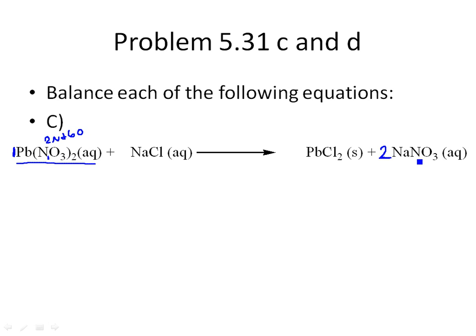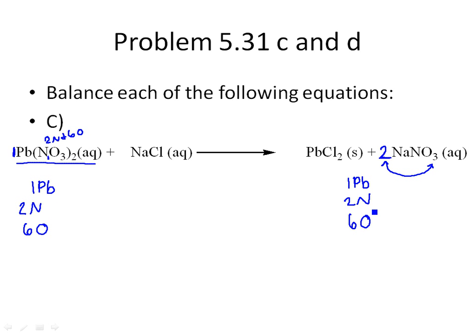Let's look at everything else. We have 6 oxygens. Now we have 2 times 3. Everybody see that? So we have 6 oxygens on both sides. You can list them out if it helps you. We've got 2 nitrogen, 6 oxygen. We'll check over here. We've got 1 lead so far, 2 nitrogens, 6 oxygens. Everything's looking pretty good so far.